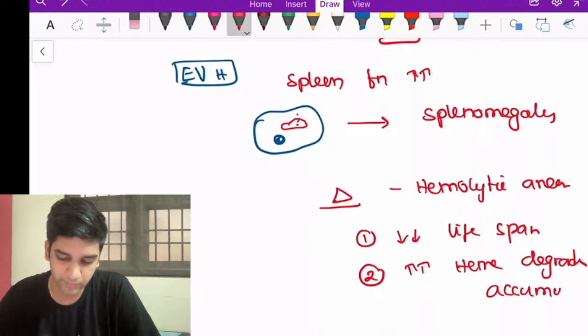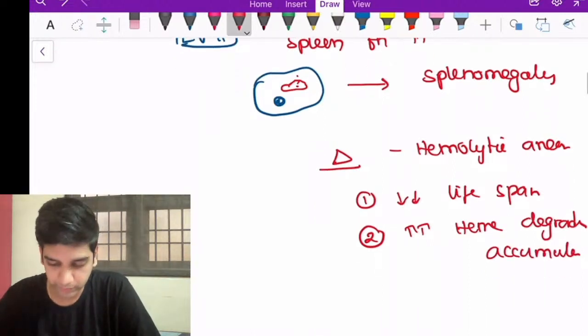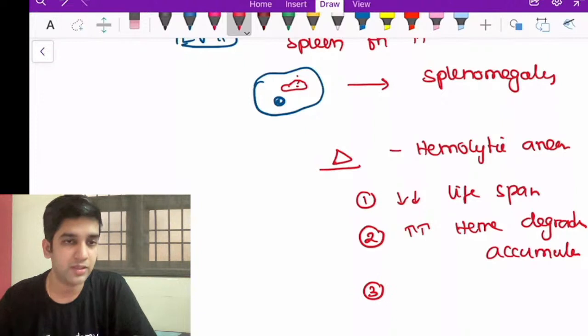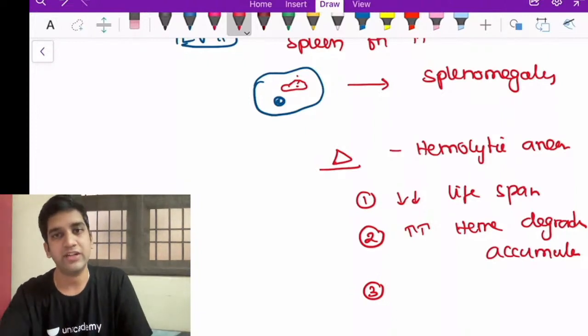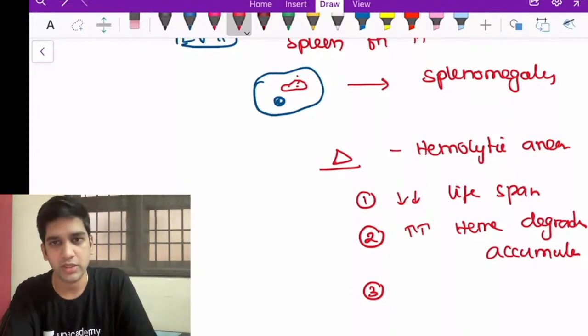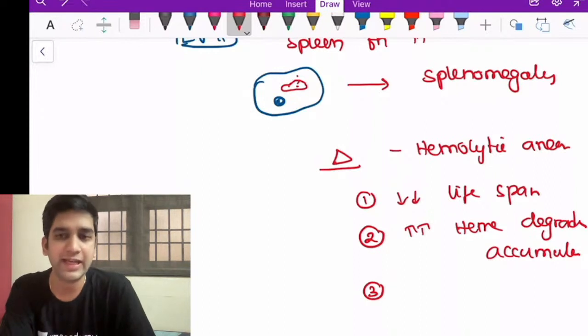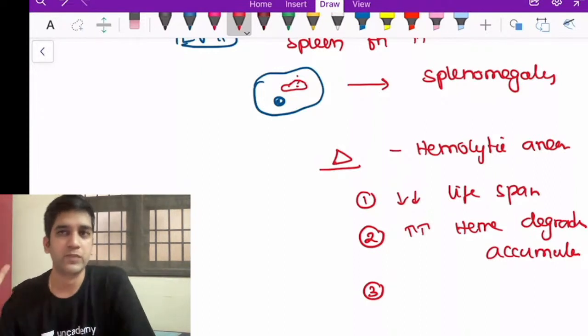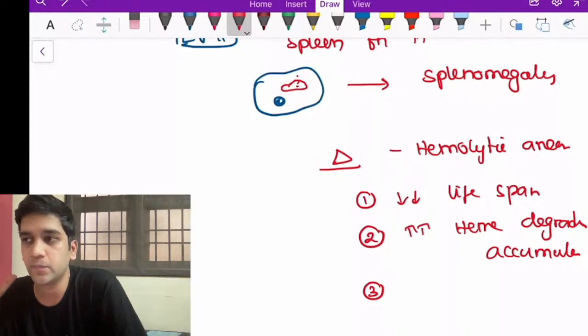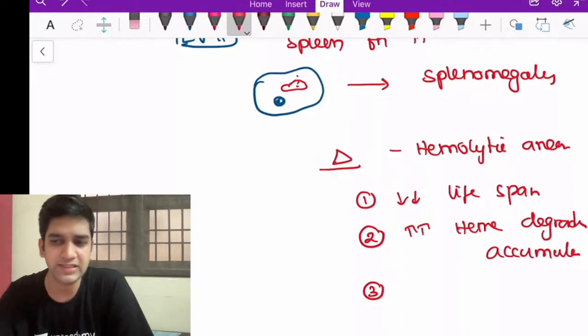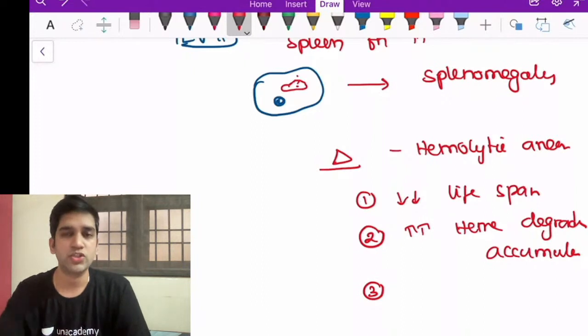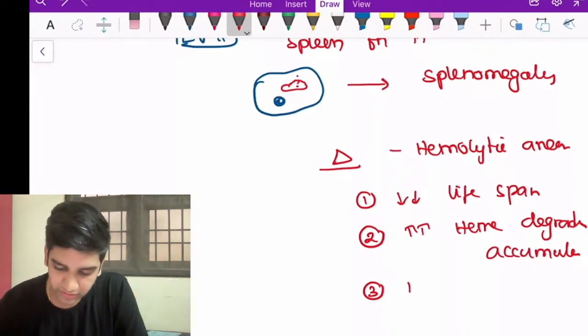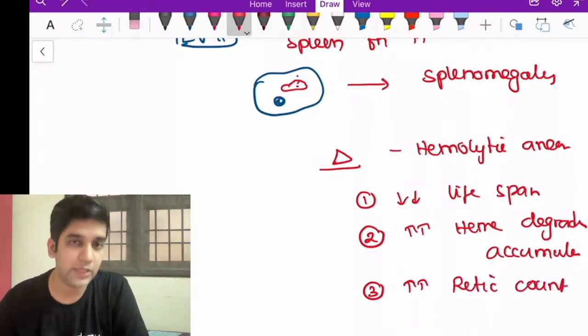That's the second one. The third one for me is your retic count. The bone marrow will definitely respond to it. Within a quick time we'll look entirely at what's going to happen, because there is a thing called reticulocyte correction. We'll have a look at the retic count. So what's going to happen here is an increase in bone marrow hyperplasia, which can be easily detected by a retic count. I have an elevated retic count.